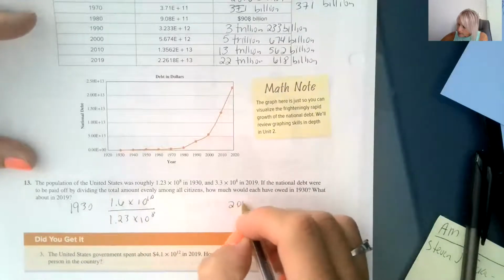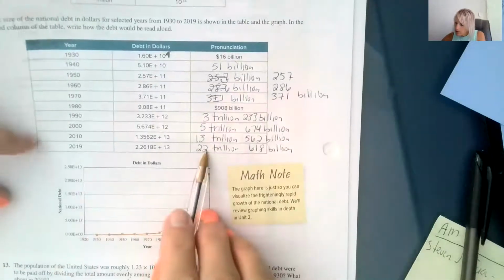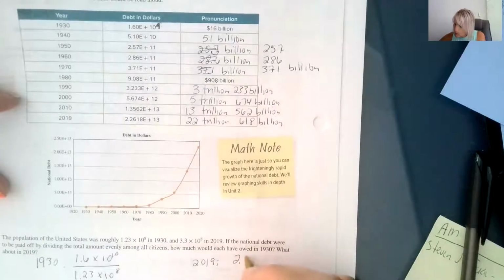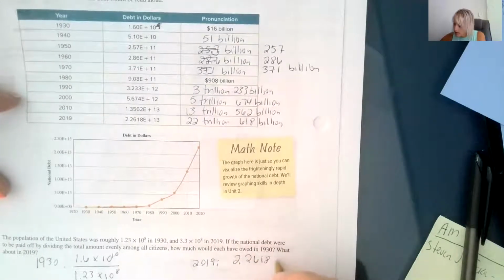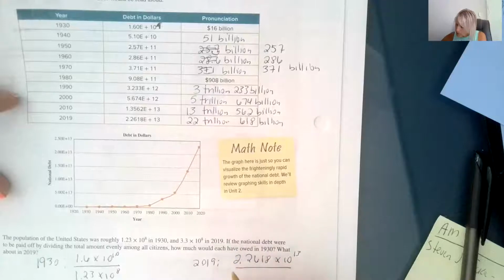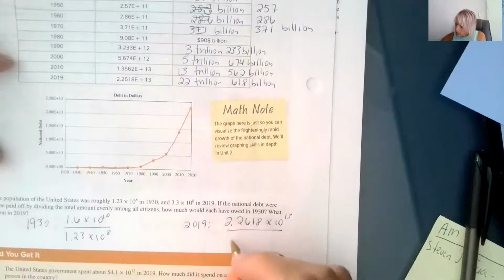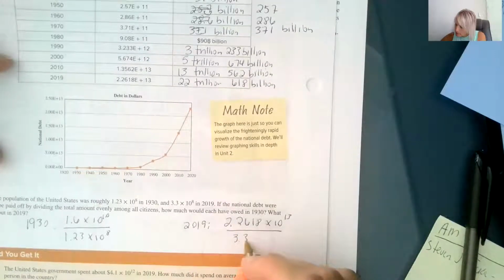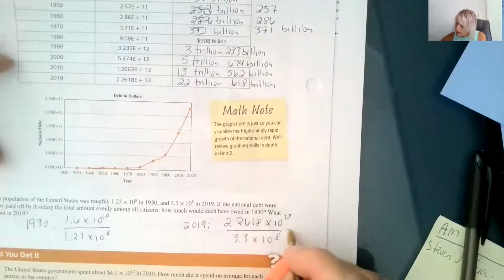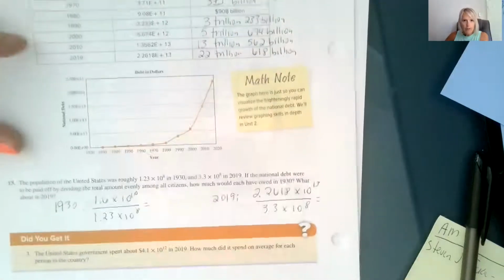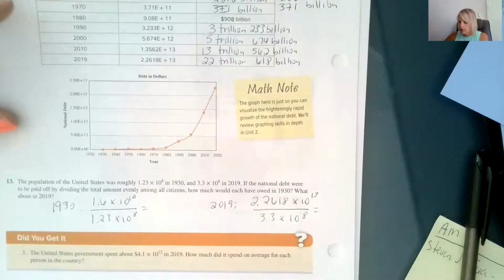And then 2019, we have the population is 22. So we're going to write this up. 2.2618 times 10 to the 13 divided. Oh, that is, yeah, that's our debt divided by the people, which is 3.3 times 10 to the 8th. So let's just go to Desmos and figure these out here.